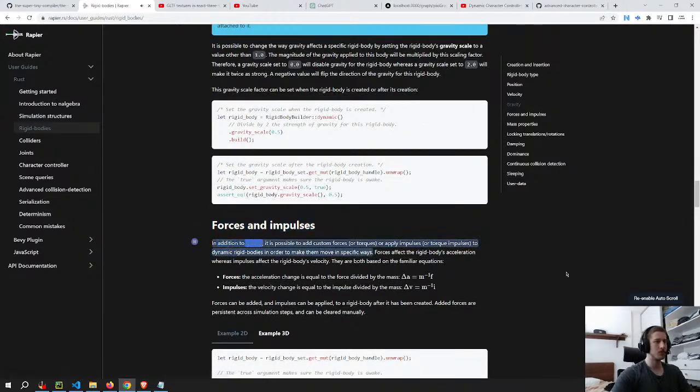Forces and impulses. In addition to gravity, it is possible to add custom forces or torques, or apply impulses or torque impulses to dynamic rigid bodies in order to make them move in specific ways. Forces affect the rigid body's acceleration, whereas impulses affect the rigid body's velocity. They are both based on familiar equations. Forces: the acceleration change is equal to the force divided by the mass, ΔA = (1/m)F. Impulses: the velocity change is equal to the impulse divided by the mass, ΔV = (1/m)I.